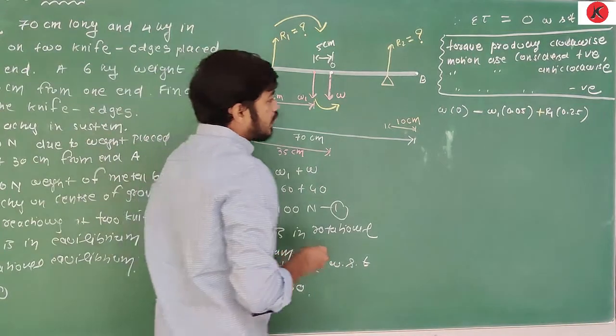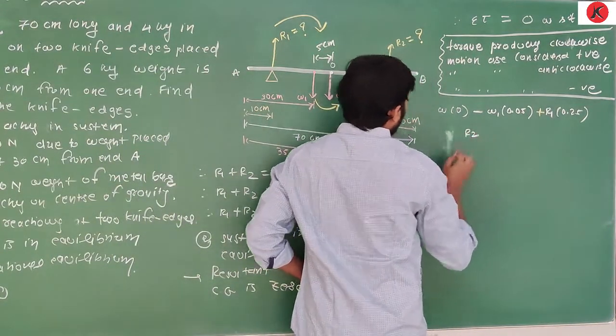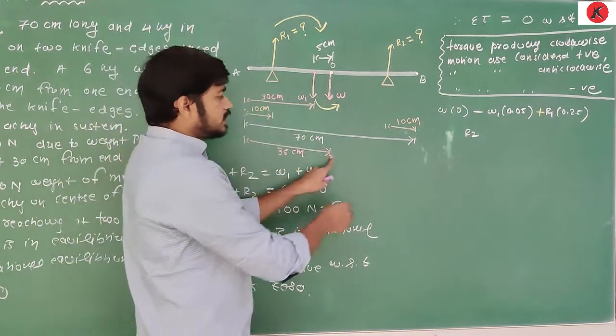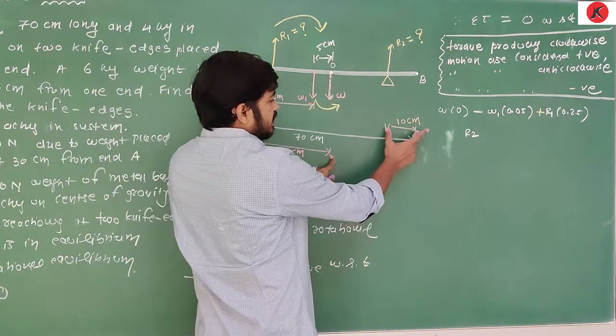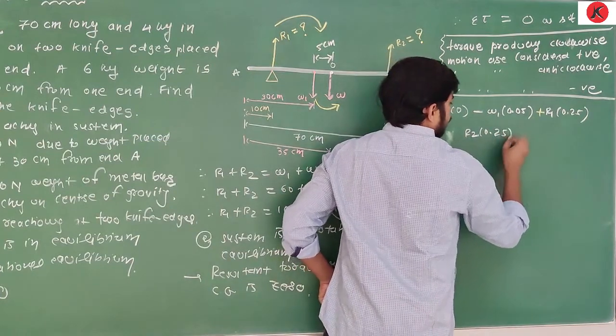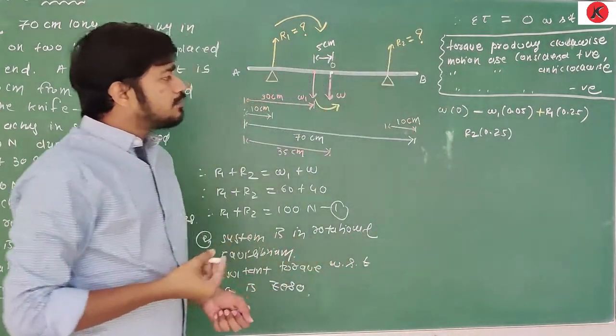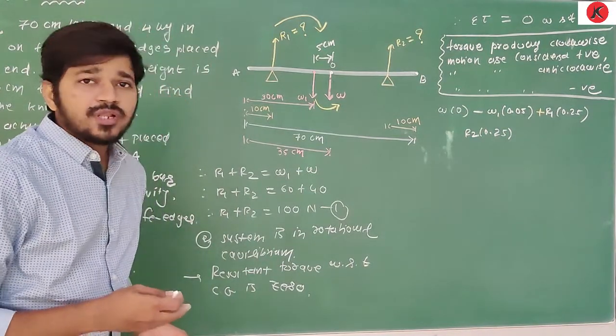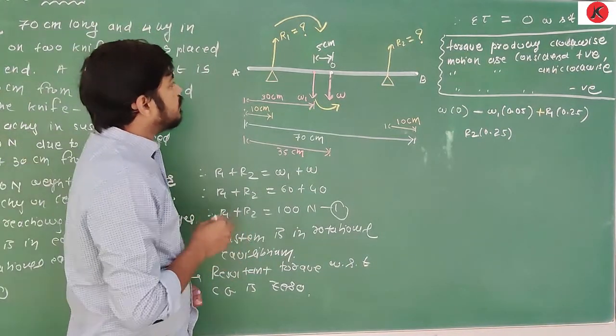Now next one, that is R2. What is the distance of R2? Again, from this point O, this whole distance is 35 centimeter and this is 10 centimeter. So it is 0.25. Now it is plus or minus, that again we have to find. Then how to identify this plus or minus?